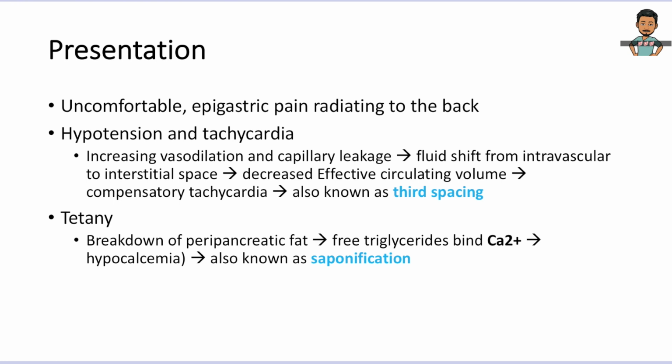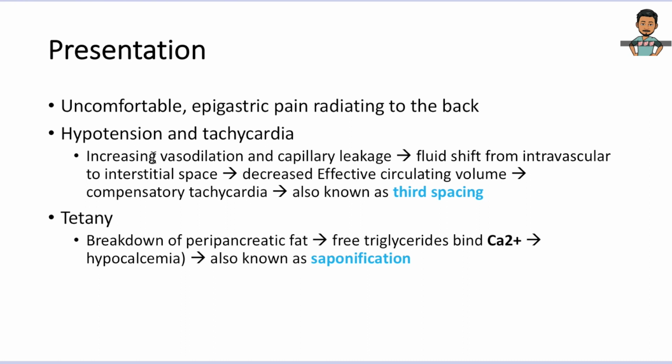So, presentation. Anytime there's inflammation, the patient is going to be in pain. In acute pancreatitis, the pain is an epigastric pain radiating to the back. So remember that, because they always mention that in the question stems: epigastric pain radiating to the back. Other symptoms include hypotension and tachycardia. So why do we develop hypotension and tachycardia in acute pancreatitis? That's because of a phenomenon known as third spacing.